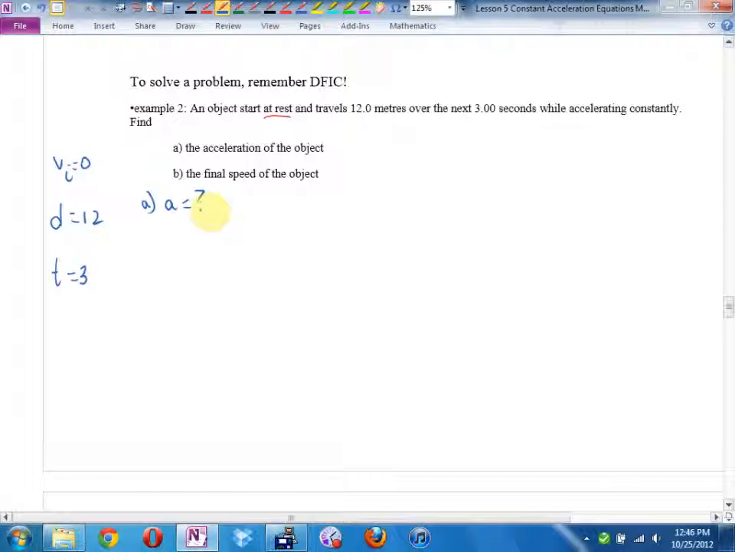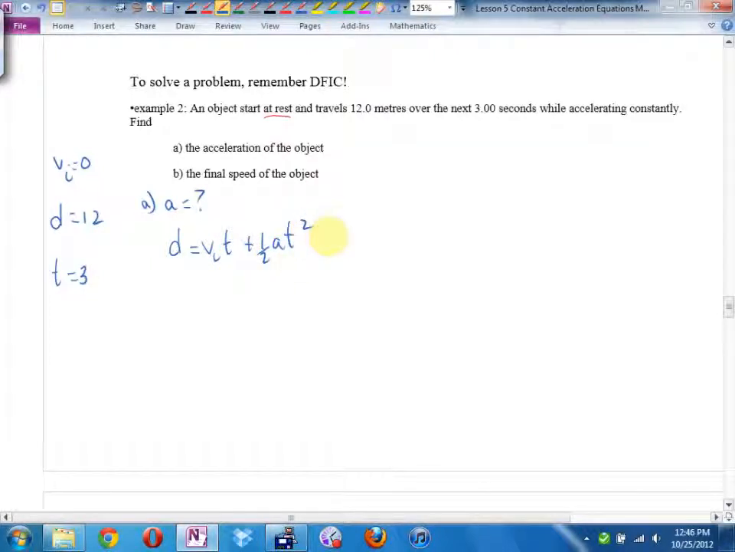Yes, Cole? Don't read velocity, just read me the letters. We're even going to go shorter. D equals VIT plus a half AT squared. We're going to say it that way. I totally agree with you, Cole. Let's write it down.